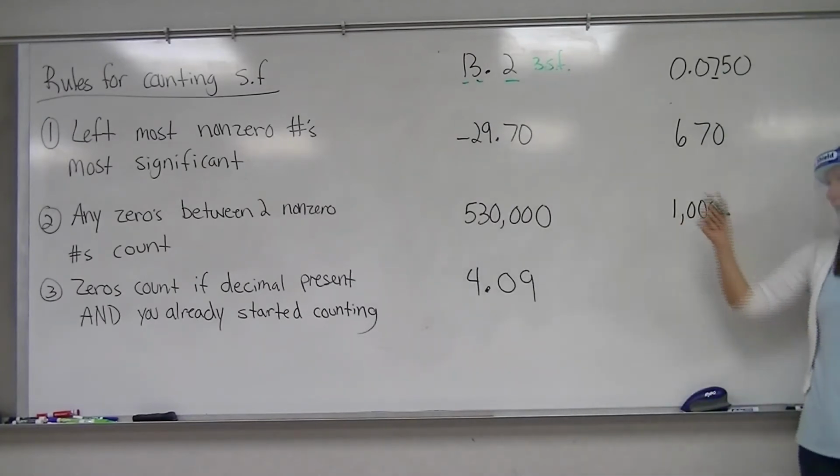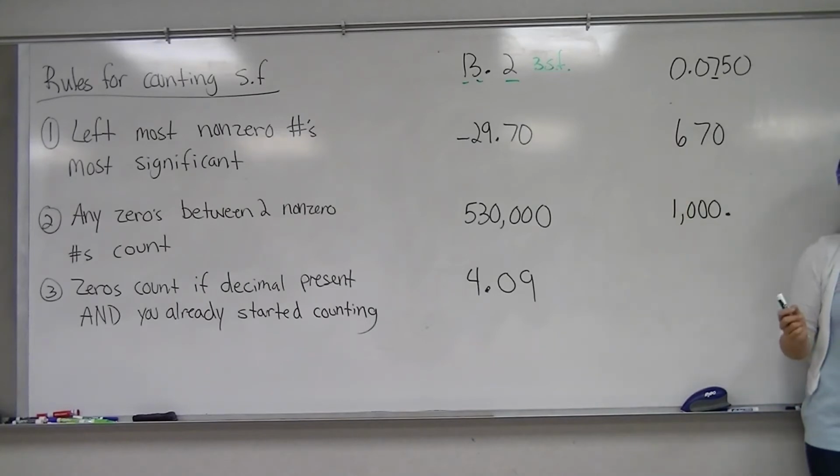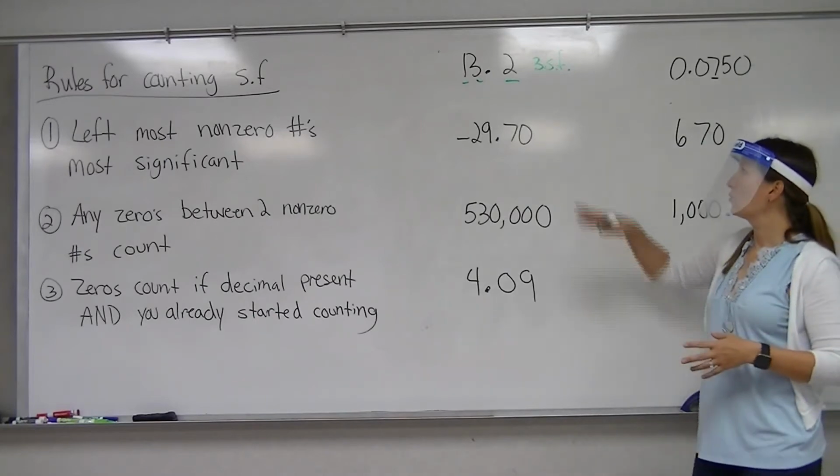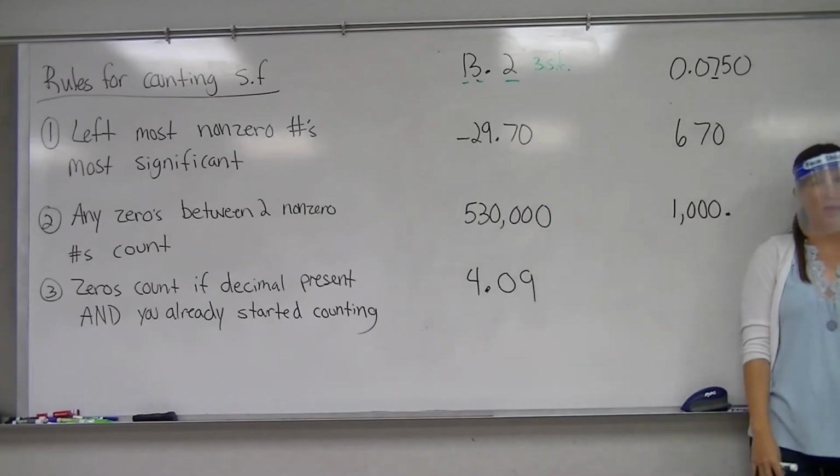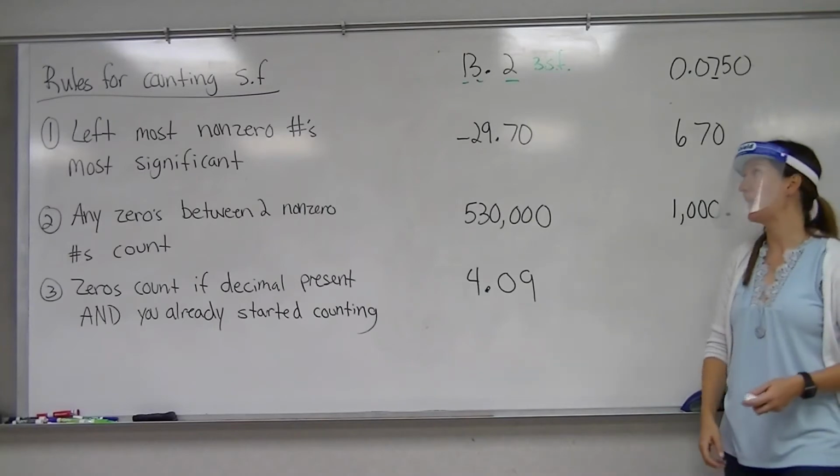So the reason we're learning how to count sig figs this way first is because once we do calculations with them, addition, subtraction, multiplication, and division, we're going to need to count the sig figs to figure out how many significant figures need to be in our answer.